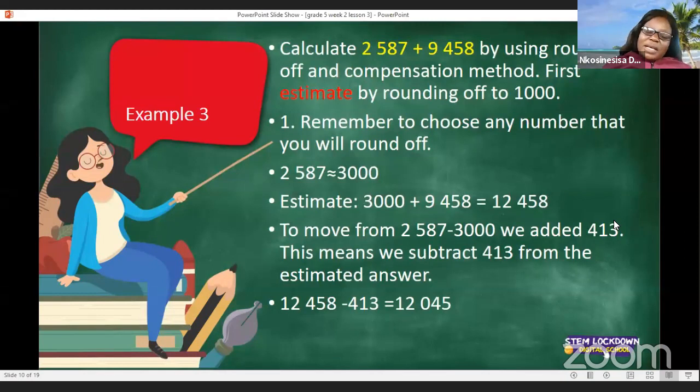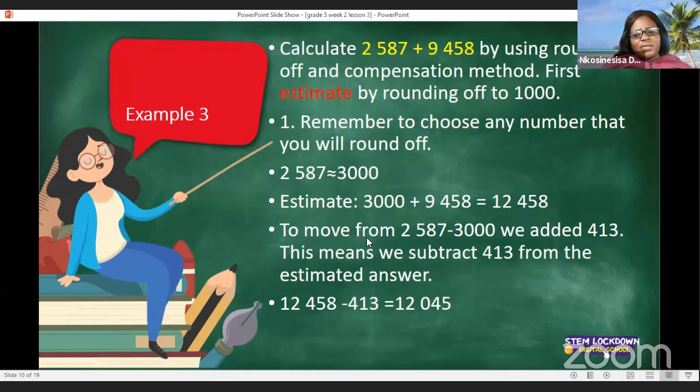Now, how do you compensate? That's where our inverse operation comes in. We have to subtract because we added. Now we have to remove it from the estimate answer. So then we say 413, we remove it from 12,458. So then the answer that you're going to get is 12,045, right?